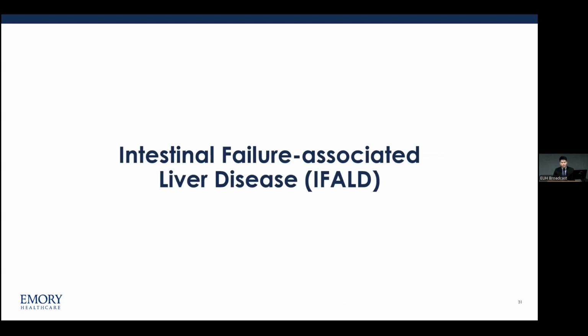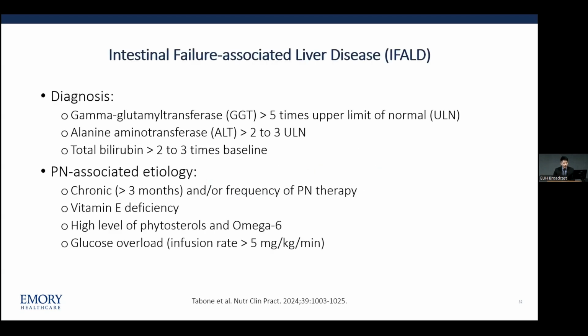Next, let's talk about intestinal failure-associated liver disease. To diagnose IFALD, or intestinal failure-associated liver disease, the criteria include gamma-glutamyl transferase, or GGT, greater than 5 times upper limit normal, alanine aminotransferase, or ALT, more than 2 to 3 times upper limit normal, or total bilirubin 2 to 3 times baseline. There are other liver enzymes that we are not using because they are non-specific diagnostic markers. They can be elevated, but that does not necessarily mean it's liver injury.